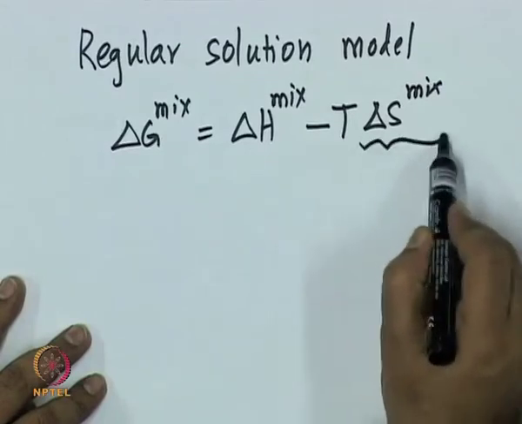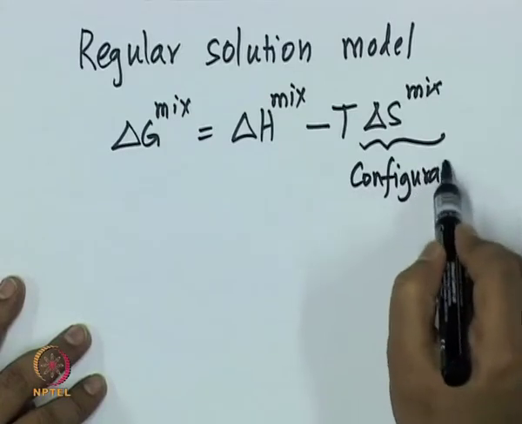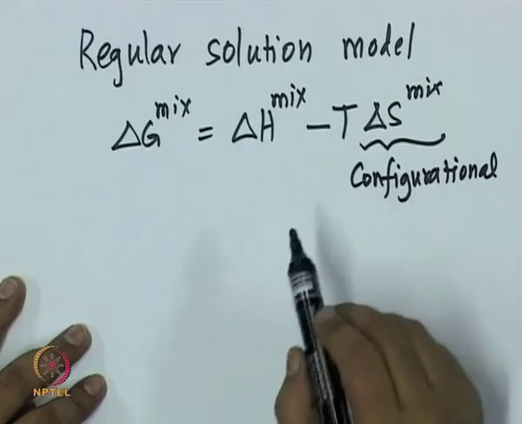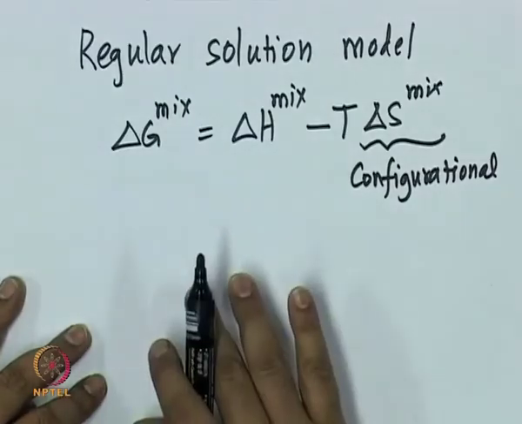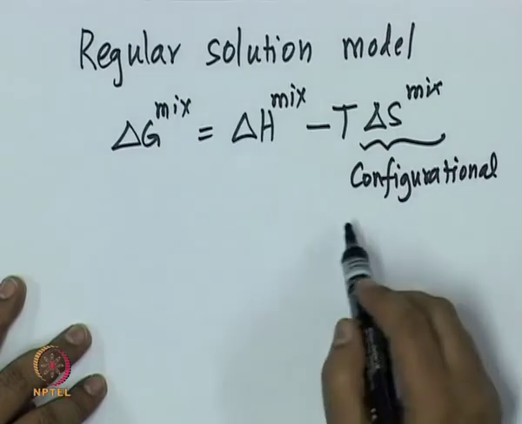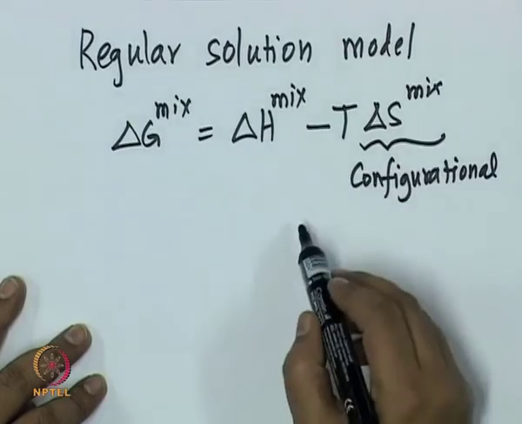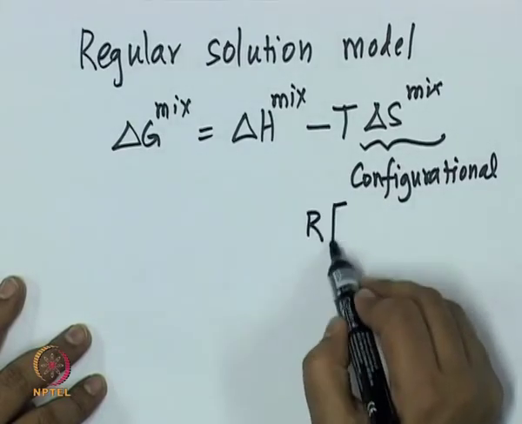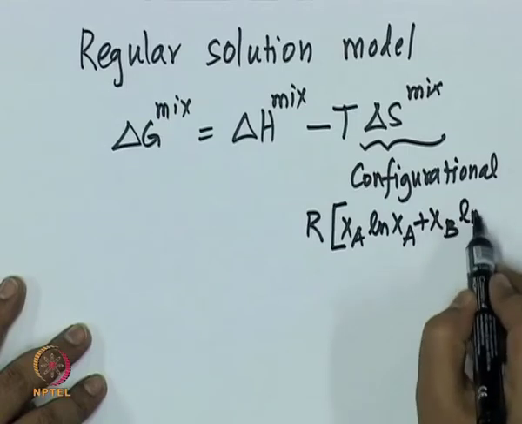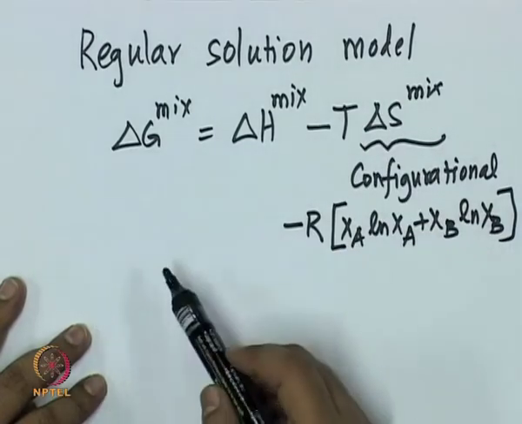We are going to assume that this delta S mix is still given only by the configurational entropy, and what is more, the expression that we derived by assuming that the A and B atoms are randomly distributed on the given number of lattice sites, we assume that approximation is also valid. We use the same expression that we derived in the ideal solution case, namely that this is nothing but minus R times (xA log xA plus xB log xB). This is what we are going to assume for the configurational entropy.